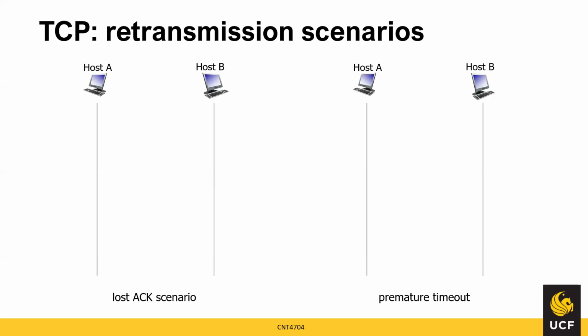Okay, so to wrap up TCP reliability, let's look at a few retransmission examples. These will help illustrate and should give you a visual of how TCP works in different cases. In the first scenario, the lost acknowledgement scenario, the host sends a segment, but the acknowledgement is lost on the way back.